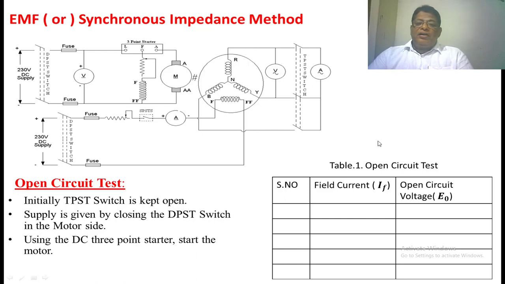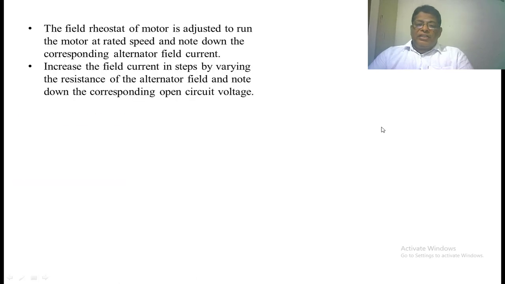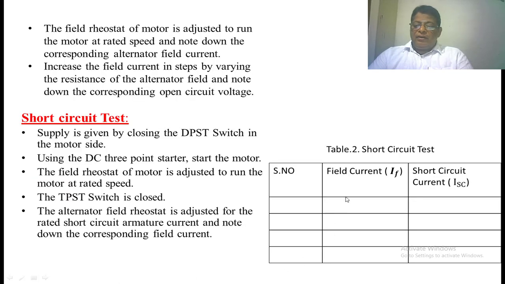Then you can stop the test. Now you have to take one more table during the SC test: serial number, field current, and short circuit current. In this manner, we are going to take 10 to 12 readings. Now we have two tables, one is the OC test and one more table is the SC test.